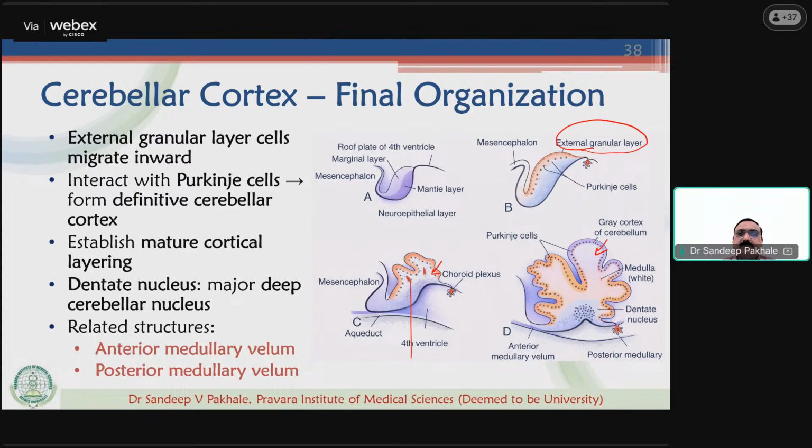Within the cerebellum, we have the dentate nucleus, which develops as one of the major deep cerebellar nuclei and plays an important role in motor coordination. Also, you can see the presence of anterior and posterior medullary vellum or vela, which are thin structures related to the roof of the fourth ventricle. So this stage represents the final organization of the cerebellar cortex and deep nuclei.